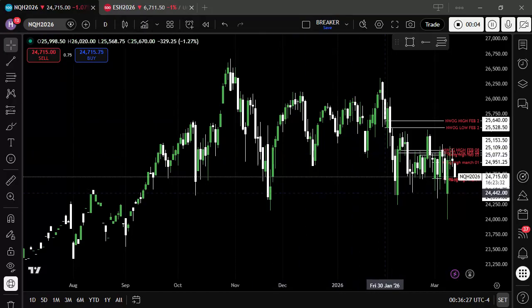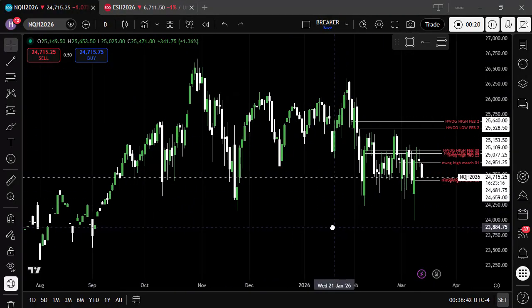It is the 12th of March 2026, currently 9:36 p.m. Just going to go over a quick review of today's trade. Before we get into that, just want to take a look at the daily chart.